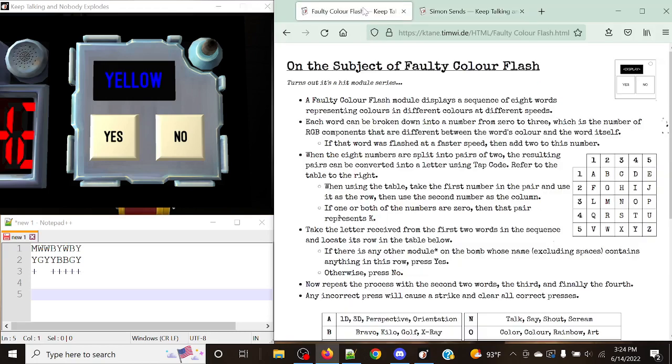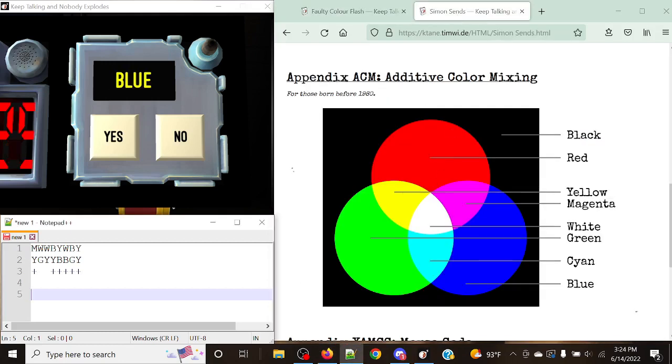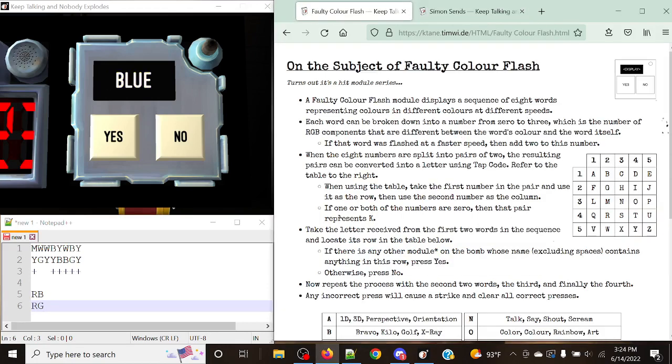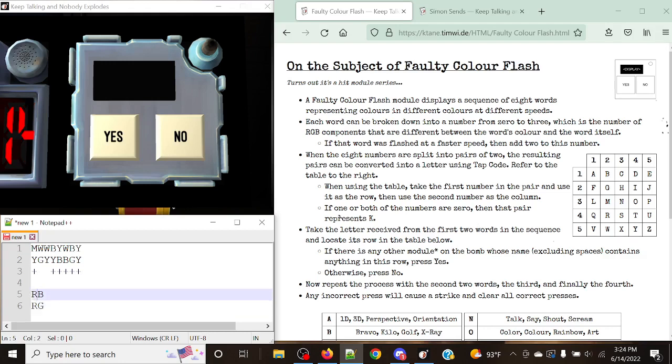So we're going to break this up, and I'm going to use these first couple as an example. For the most part, I'm going to do this in my head later on because this module is heavily dependent on these RGB components. Magenta is broken up into a red and a blue, and yellow is broken up into red and green. If we take a look, we're looking for components that are different between the word's color and the word itself. The reds are the same. They are both present, so that is good to go.